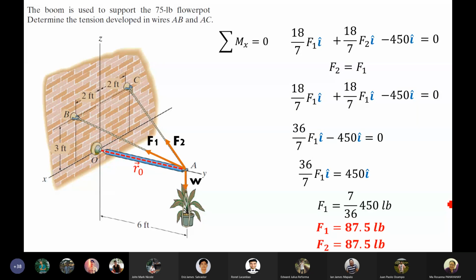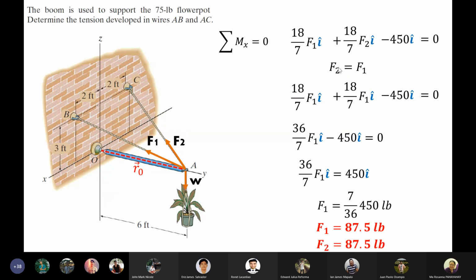Okay, ito na yung mga seat work na to eh. Do you have any question? We are done with the second condition of equilibrium. May tanong ba? Okay, mukhang wala kayong tanong. Walang tanong? Okay, ready na kayo mag-sit work?